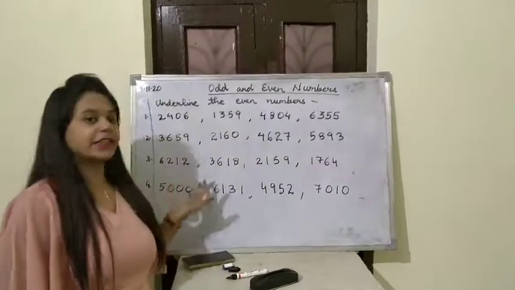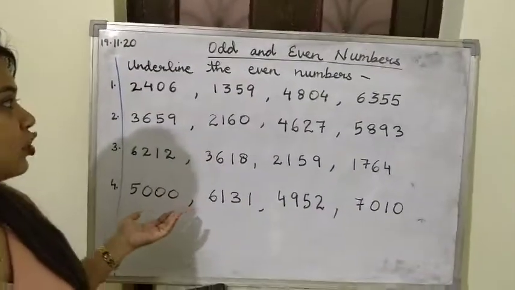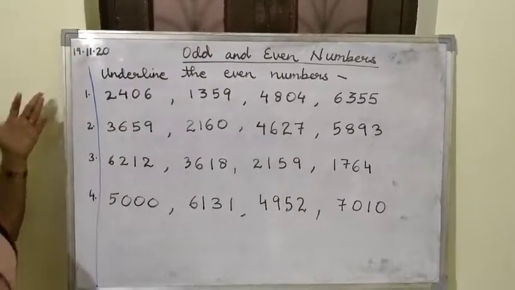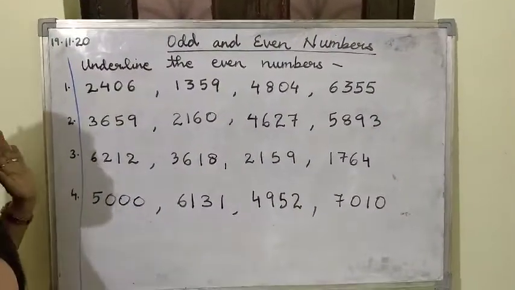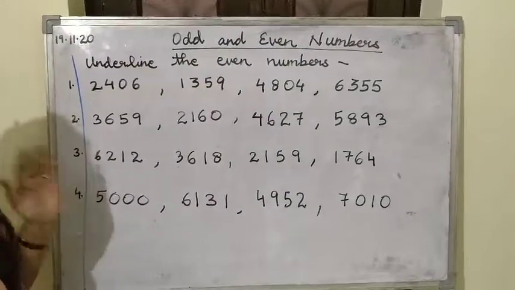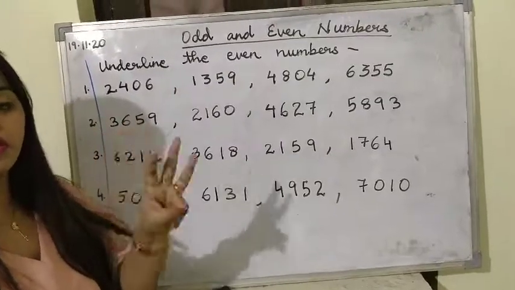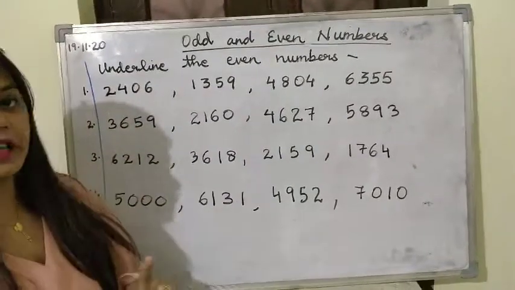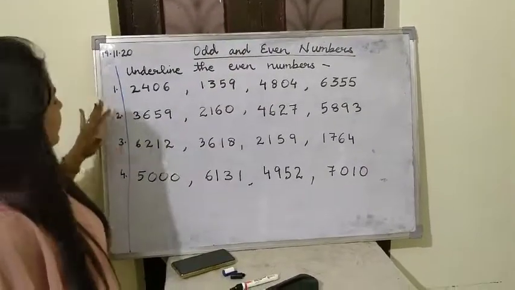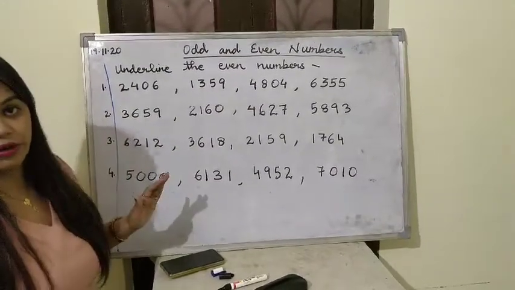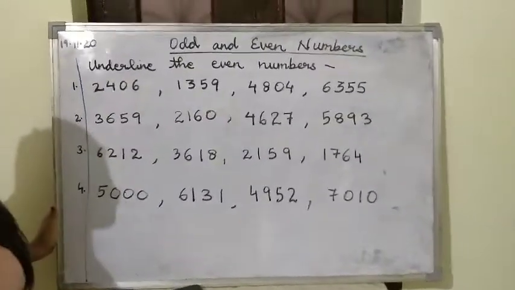So this is your first exercise which you have to do after writing that definition part on a new page. Now this exercise is: underline the even numbers. Here are some numbers given, and you have to underline the even numbers. Even numbers were the numbers which have 0, 2, 4, 6, 8 at the ones place. Right boys? So I'll do just the first one for you all. Rest 3 you will do on your own.